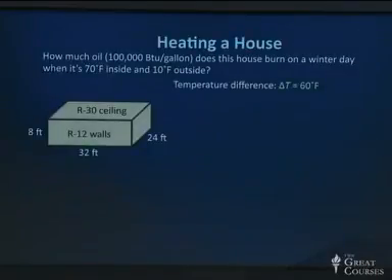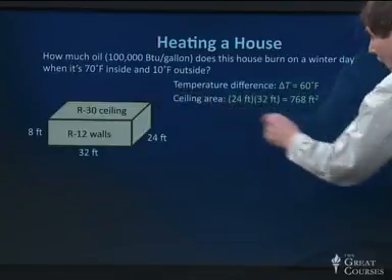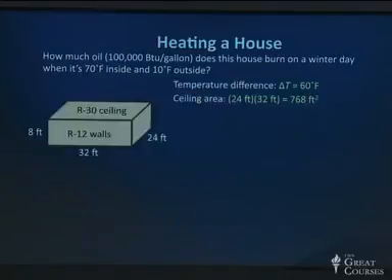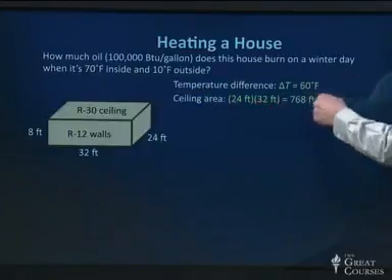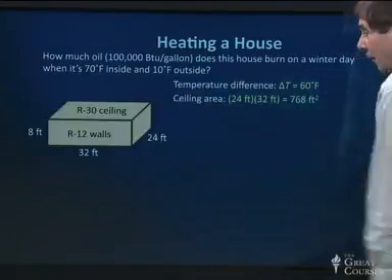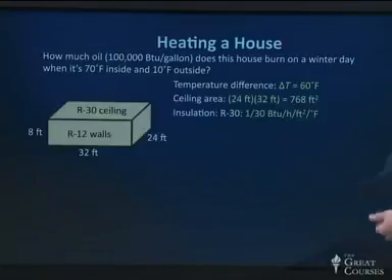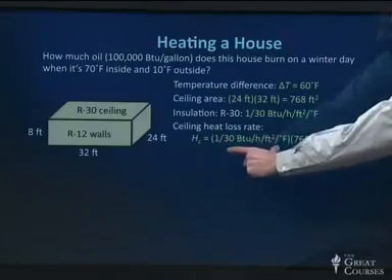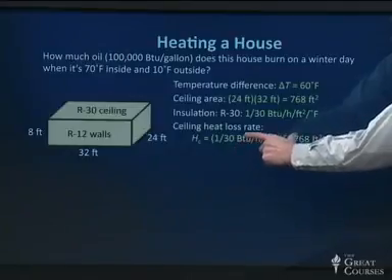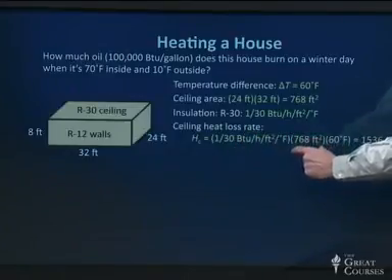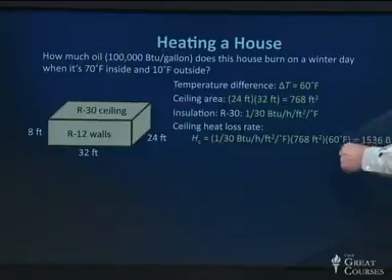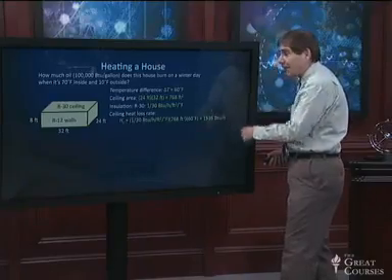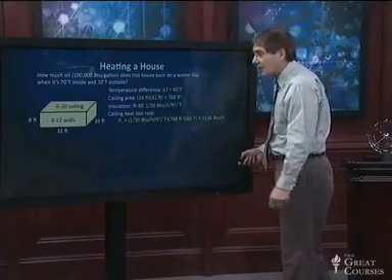So we've got a temperature difference delta T of 60 degrees Fahrenheit. We've got a ceiling area of 24 times 32, 768 square feet of R30 ceiling. The insulation is R30. That means we lose 1/30th of a BTU per hour per square foot per degree. So the ceiling heat loss rate is 1/30th of a BTU per hour per foot squared per degree Fahrenheit. Multiply it by 768 feet squared and multiply it by that 60-degree temperature difference. We lose about 1,500 BTUs every hour through the ceiling.